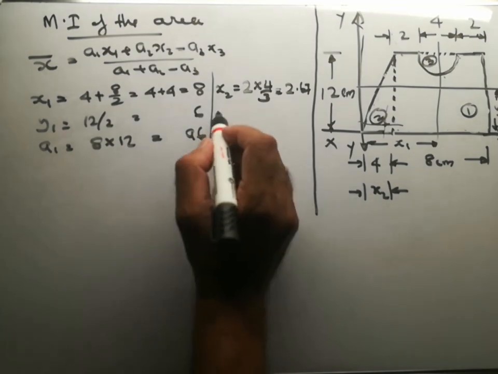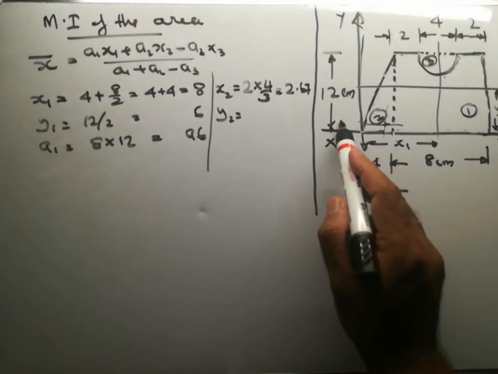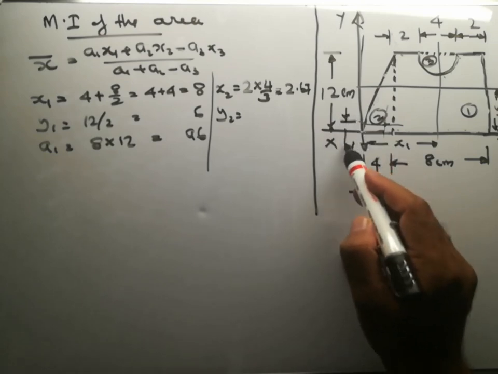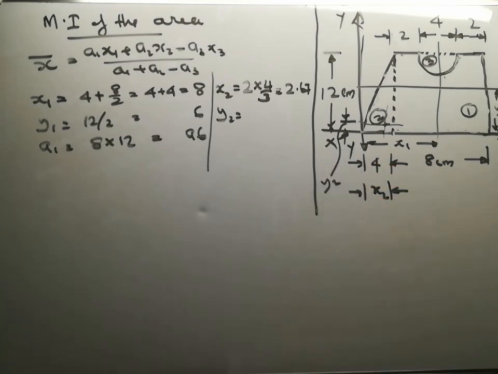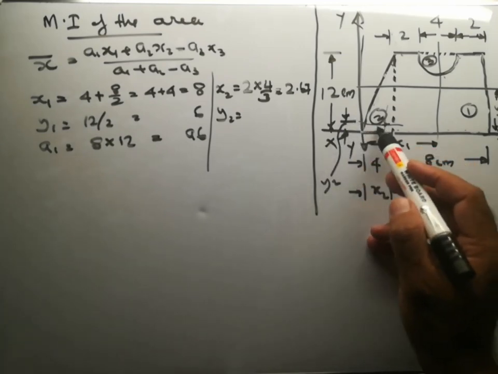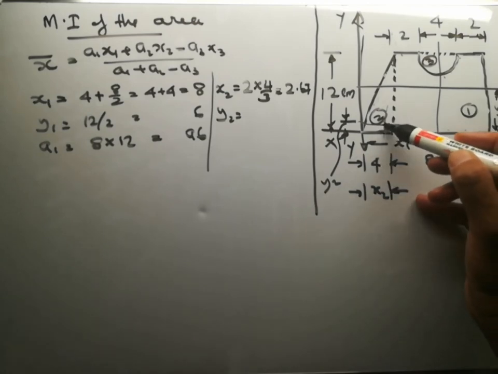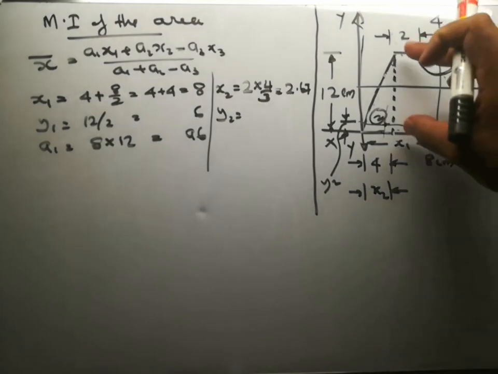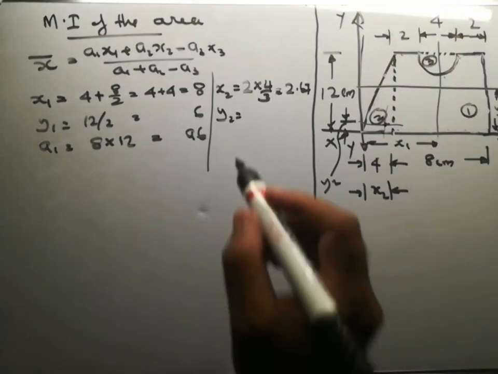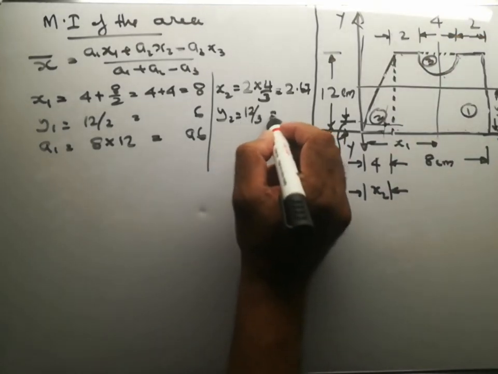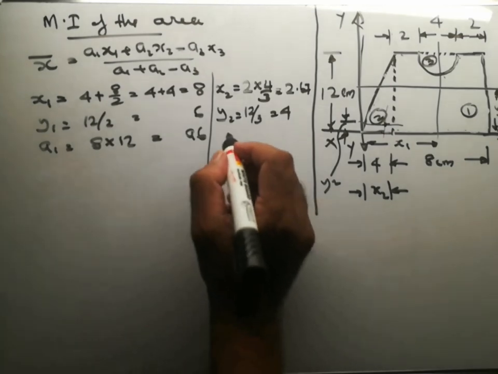Then y2. What will be y2? y2 will be this distance. Which is the distance? This vertical distance, that is from base to centroid. y2 will be height divided by 3. That is, height is 12 by 3 equal to 4 centimeters. y2 is 4 centimeters.